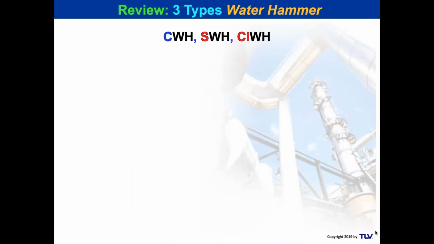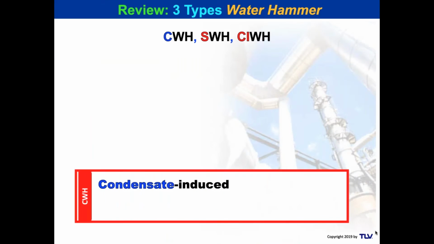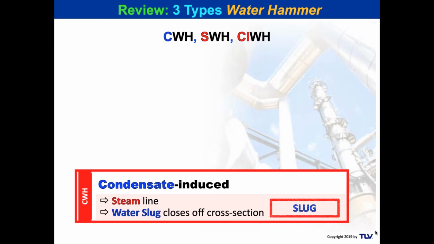Let's take a look at these again. Condensate-induced water hammer. We have a water slug that runs down the pipe, closes off the cross section, gets propelled by steam, and it makes a big bang. Why do we have this fancy name, condensate-induced? Why don't we just call it slug hammer? That's what it is. It's a slug hitting a vertical riser usually, unless it hits a closed off valve.